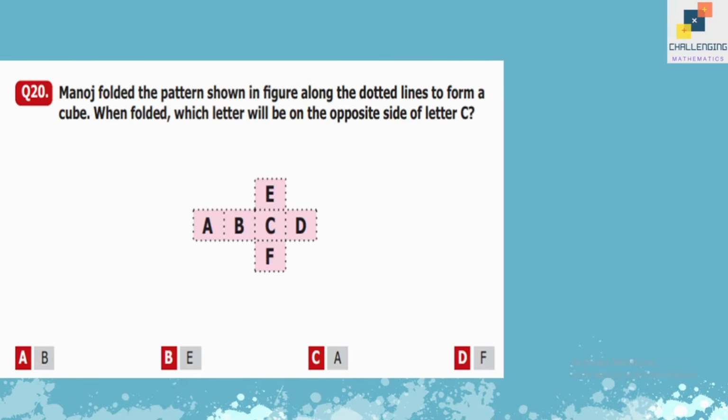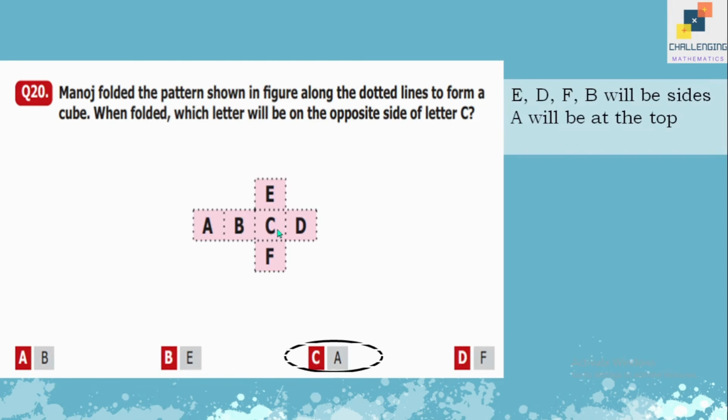Question number 20. Manoj folded the pattern shown in the figure along the dotted lines to form a cube. When folded, which letter will be on the opposite side of letter C? So when we fold this net, E, B, F and D will be at the sides like walls of a cube and A will be at the top of C. So A is opposite of C. The answer is option C, A here.